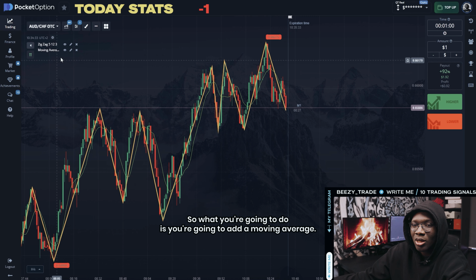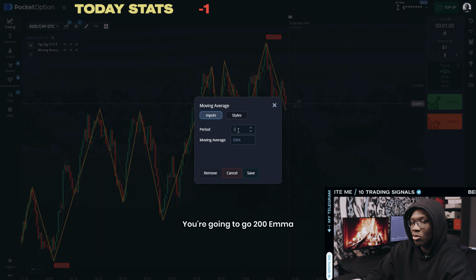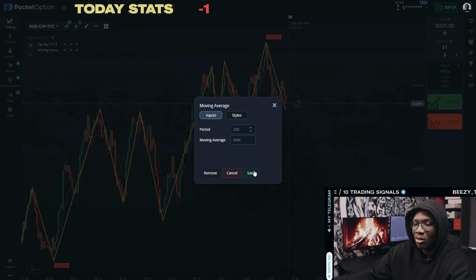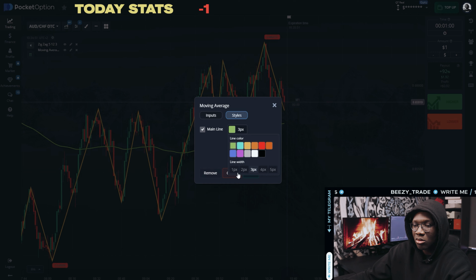So what you're going to do is you're going to add a moving average. We are going to go EMA, and you won't believe the period. You're going to go 200 EMA. We change the styles a little bit, and we are going to do 3 pixels.